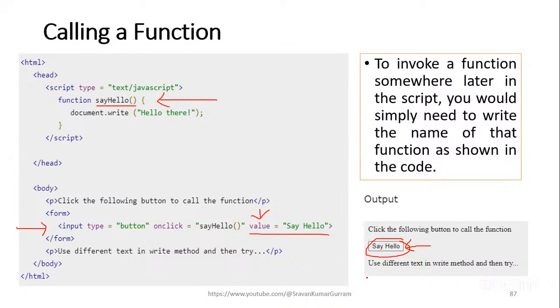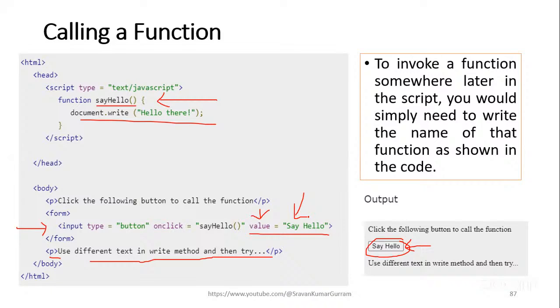Okay. After that, form close. If you want to write a paragraph, you can, that is optional, not compulsory. Paragraph tag P. Use different text in the write method and try. You can use different methods here. For example, if you create one more function with a different name and repeat this statement again, and you try with different values, then you will get a good idea about this.